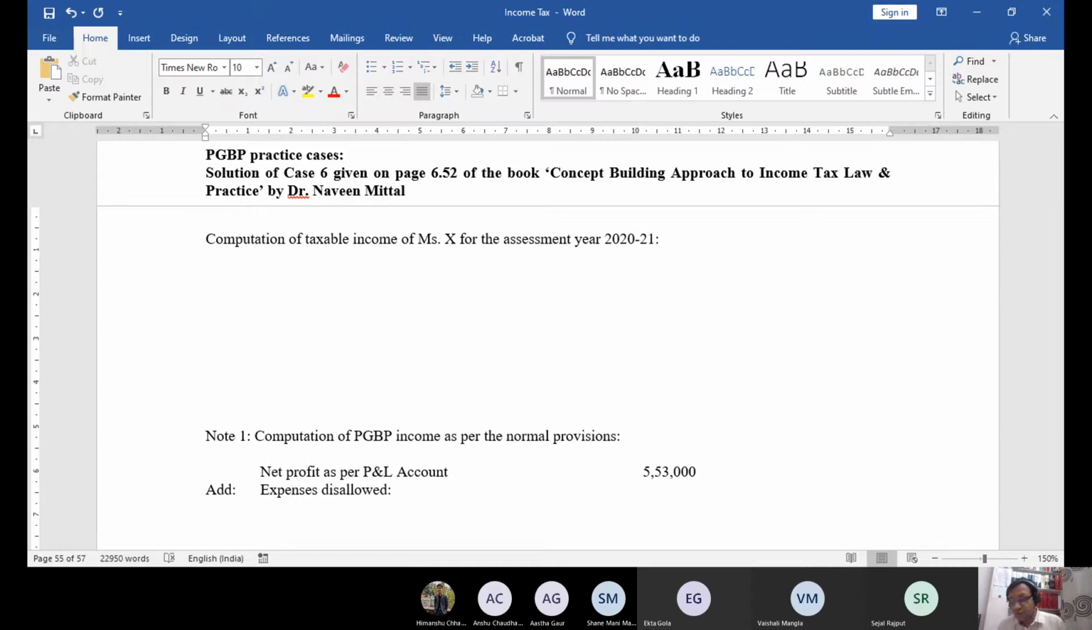So additional information says that this 4,40,000 includes salary to proprietor 50,000. Now tell me, salary to proprietor. That means Miss X has herself claimed a salary of 50,000 in the P&L account. Is it correct or not? Is it correct?